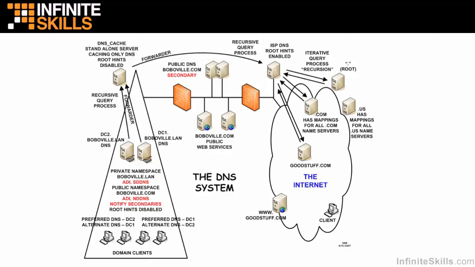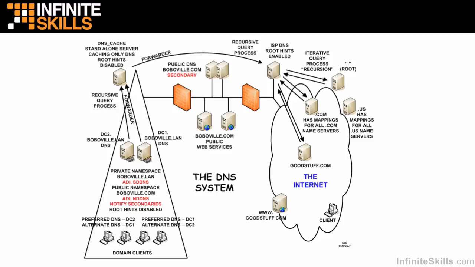Now, I would need that namespace to be very secure. So what I'll do is in my internal systems, dc1.boboville.lan and dc2.boboville.lan, I'll create a second namespace for boboville.com. And I will say that this is a non-dynamic DNS. In other words, it won't take dynamic registrations. And I will manually configure the mappings for www and for SMTP and for FTP and whatever other servers I want to put out there in that DMZ and provide public access.